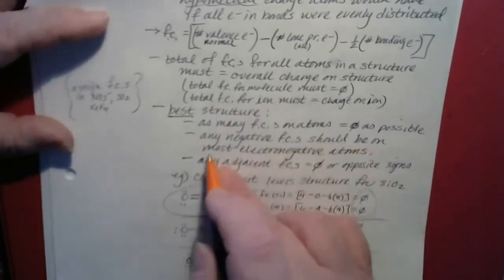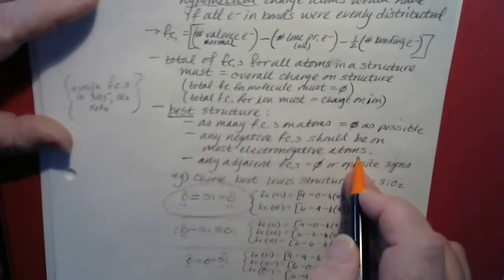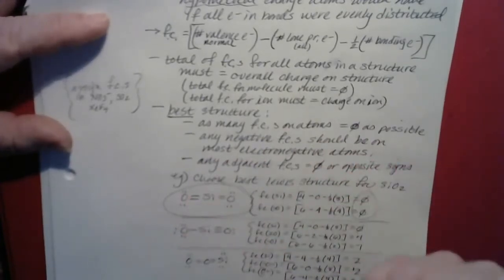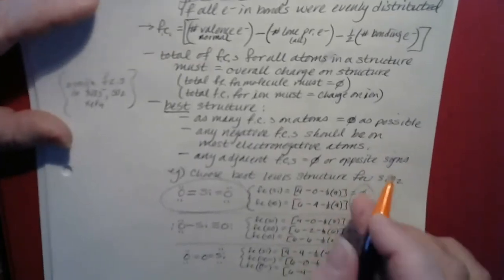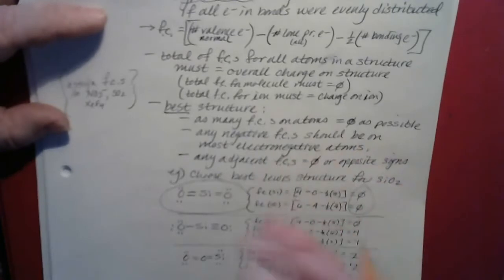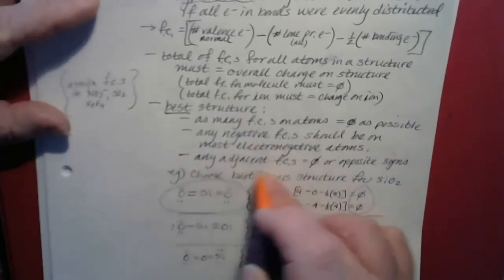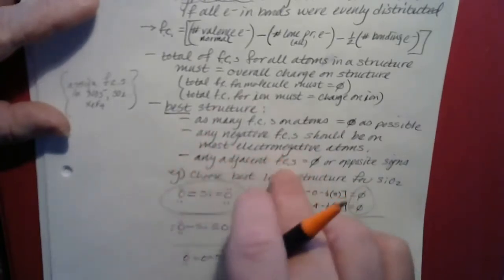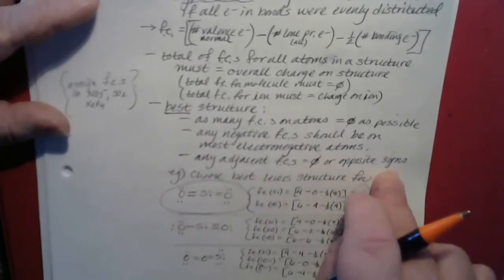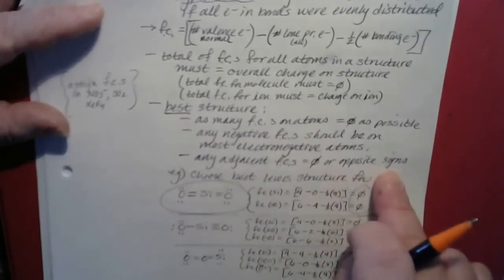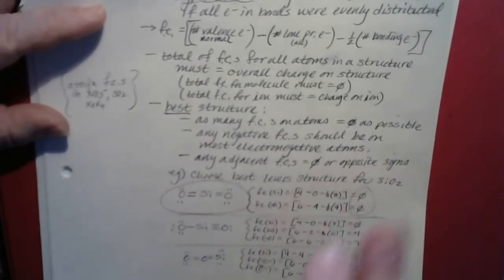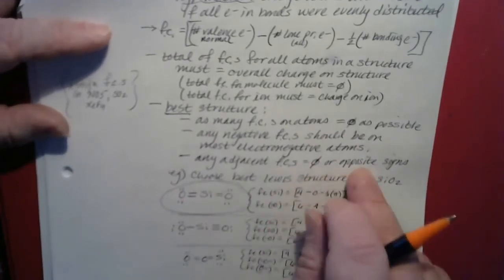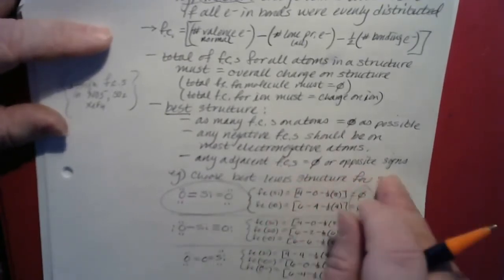Any negative formal charges should be on the most electronegative atoms present, not on the less electronegative atom, because electronegative atoms want electrons more than other atoms do, and therefore they're more likely to have a negative charge on them because they're going to grab the electrons. And any adjacent formal charges, that is, formal charges on atoms that are right next to each other, should be either 0 or of opposite signs. So you're not going to find two formal charges of +1 on two atoms right next to each other. It could be +1 and -1, or 0 and 0, but you won't find +1 and +1 or -1 and -1.